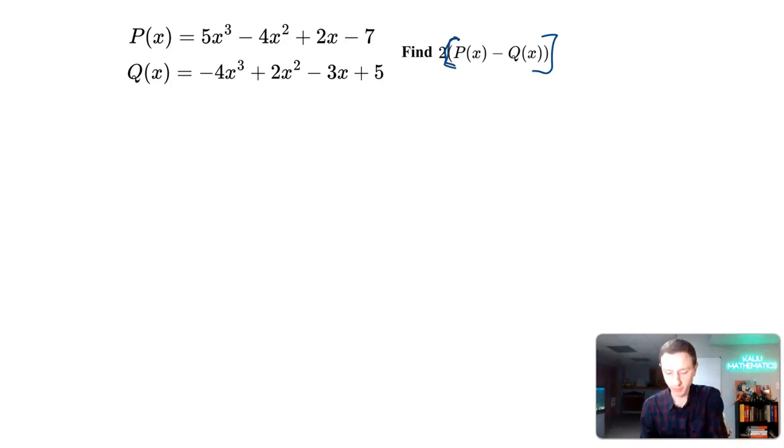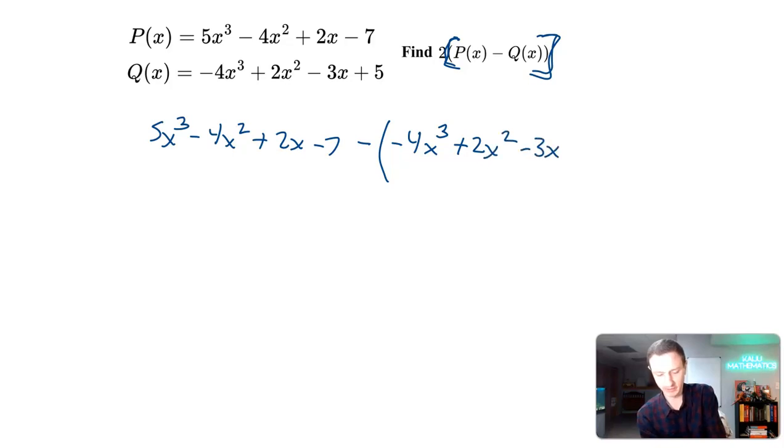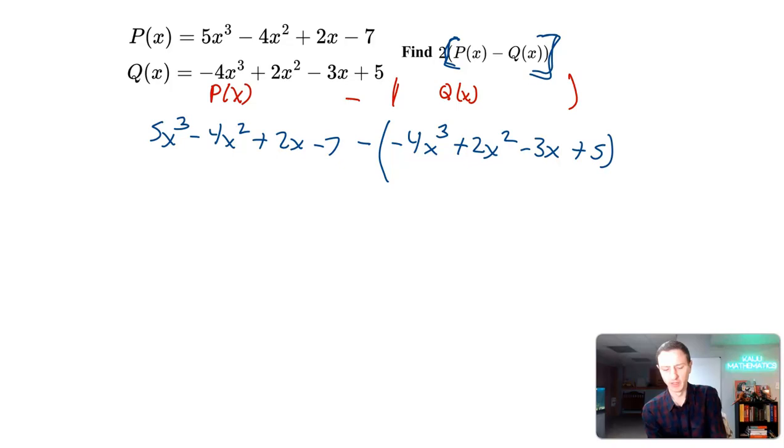So what we want to do first is take the function P of x and subtract Q of x. So I'm going to take P of x, 5x to the third minus 4x squared plus 2x minus 7, and I want to subtract off all of Q of x. So I'm subtracting off all of Q of x, so I want to put that in parentheses. So minus, (negative 4x to the third plus 2x squared minus 3x plus 5). So I'm subtracting off all of this statement. This is P of x minus all of Q of x. It's really easy to mess that up and not put the parentheses there, but you want to subtract off all of it, so you want to put that in parentheses.